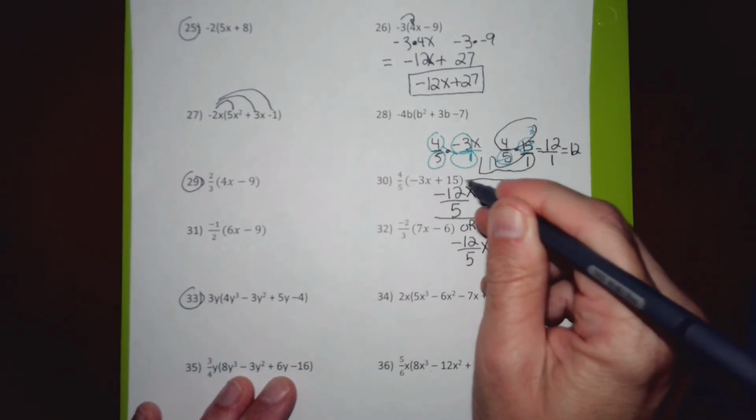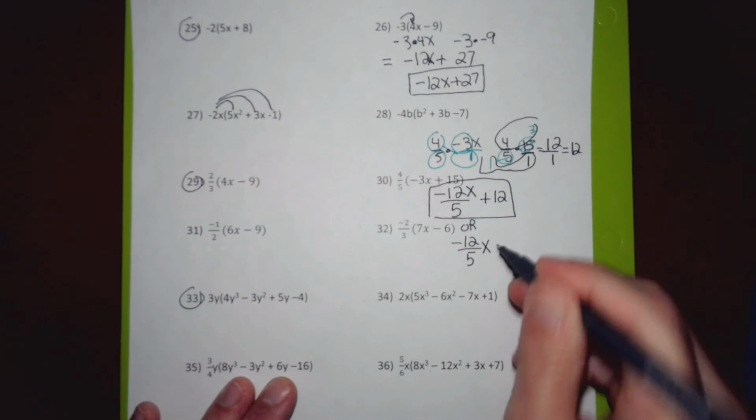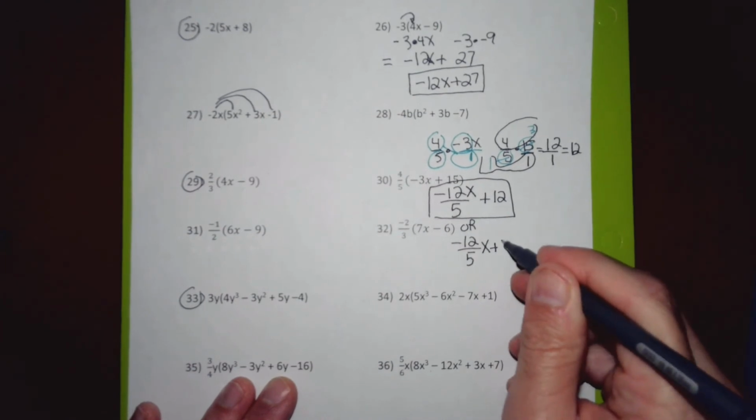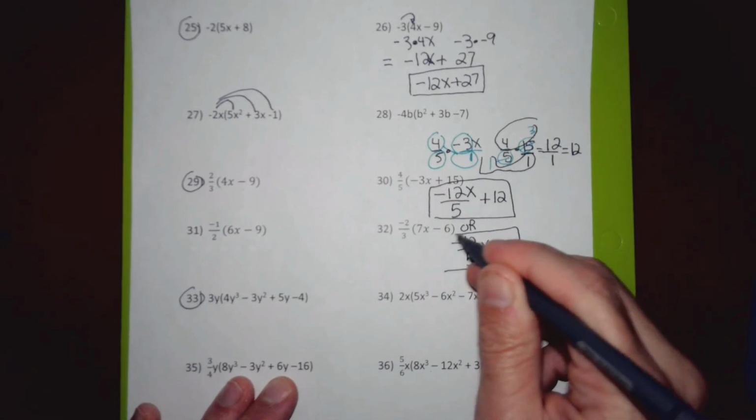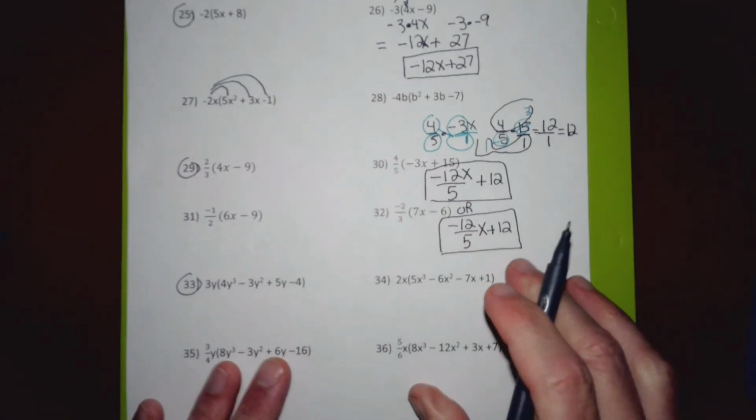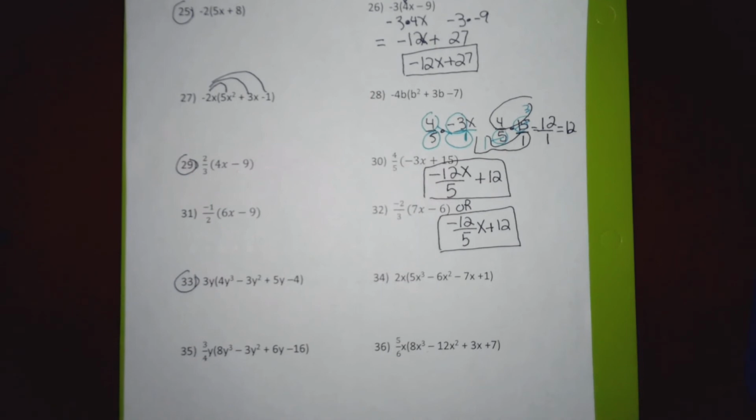I can't go further. After I do the multiplication, I'm in the adding and subtracting portion of simplifying, and there aren't any like terms here, so I can't go further. Cool.